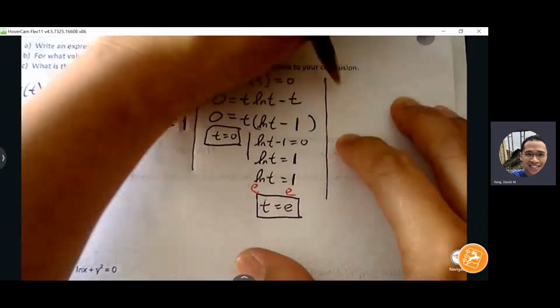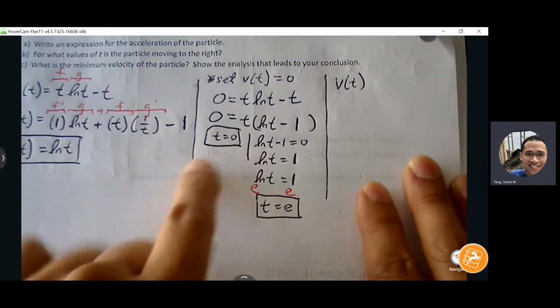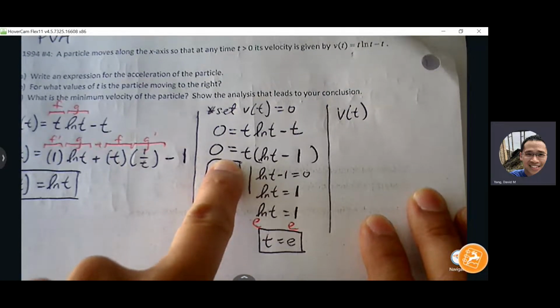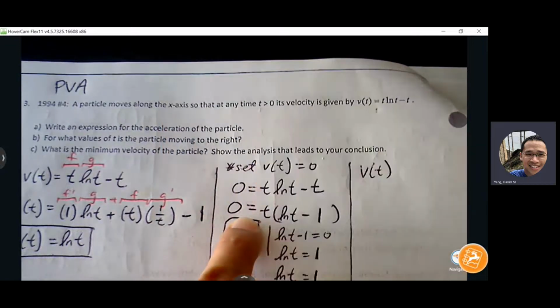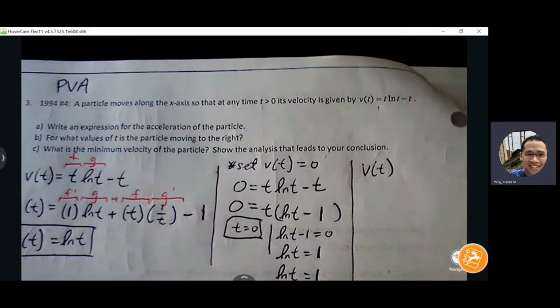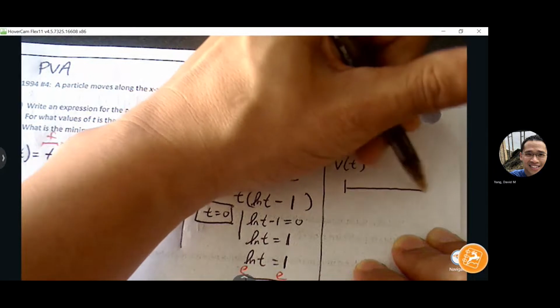All right, so we can create our velocity sign line. 0, even if 0 wasn't found as the critical point or as a t equal 0, we're still going to include 0 because it says time greater than 0. So 0 is a starting point, no negative numbers, so that creates a given boundary for us.